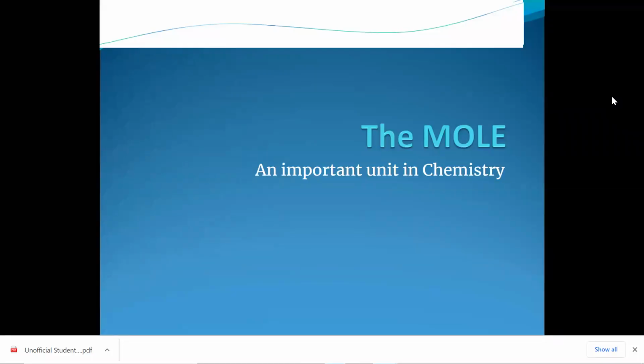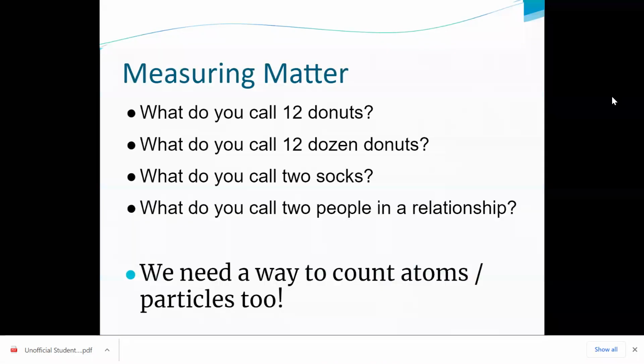Hello, everyone. Now, starting in semester 2, we are going to start talking about the mole, which is a very, very, very important unit that we use all the time in chemistry. So, to really explain what the mole is and what it means, we need to discuss how we measure matter. And we can do that by relating it to things that you already know about.